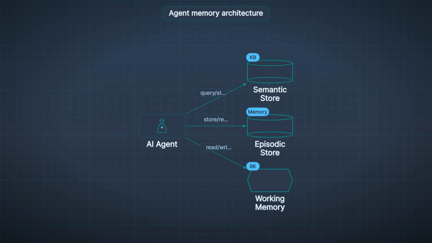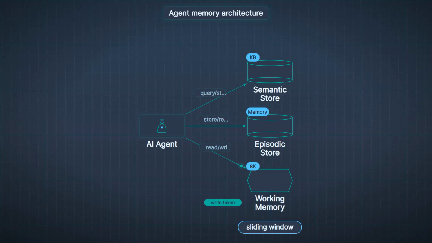Now we have three memories, but all of them need to forget. That's where eviction policies come in. Each memory type needs an eviction policy. Without it, stores grow unbounded. Working memory uses a sliding window. Oldest tokens drop when capacity is reached.